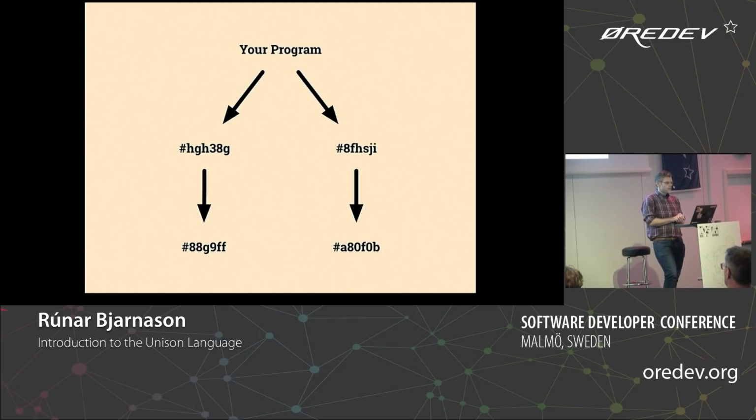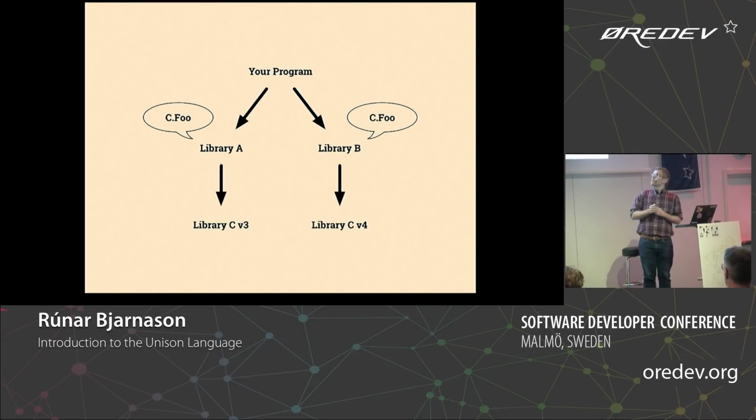So the dependency graph actually looks like this. Your program depends on some hash and some other hash, and those hashes depend on some other hashes, and everything just works as long as you're not trying to do anything crazy. Even if your program talks about library A and library B, and they're both talking about c.foo, but they're talking about two different versions of c.foo, that's totally fine as well, because c.foo version 3 and c.foo version 4 are actually two different types, and they have two different hashes. As long as you never try to pass off version 3 as version 4, you'll be fine. But if you try to do that, then Unison will give you an ordinary type error.